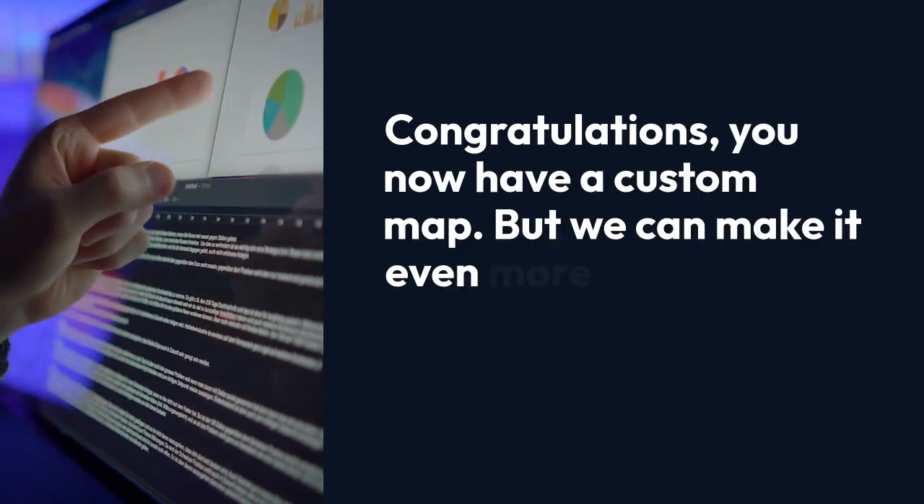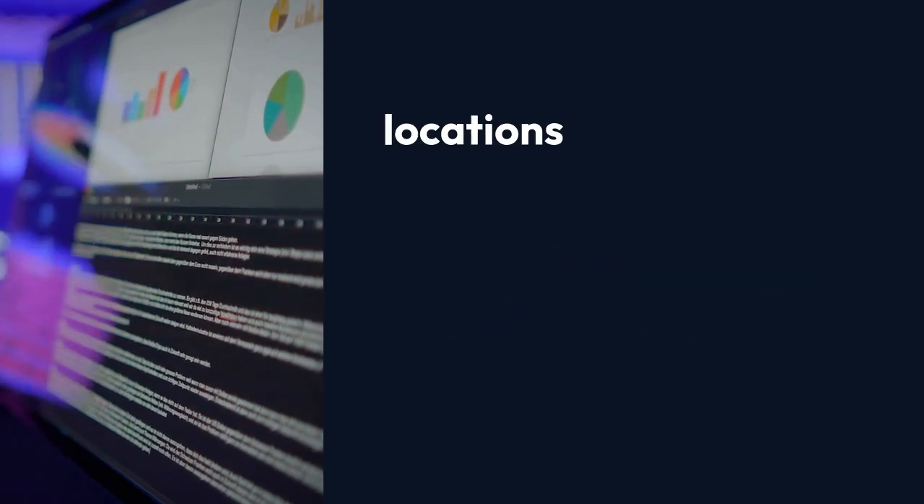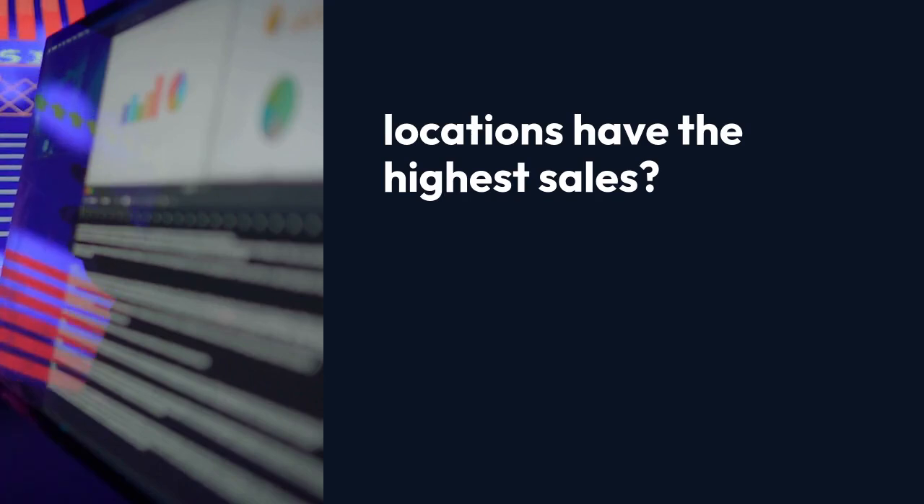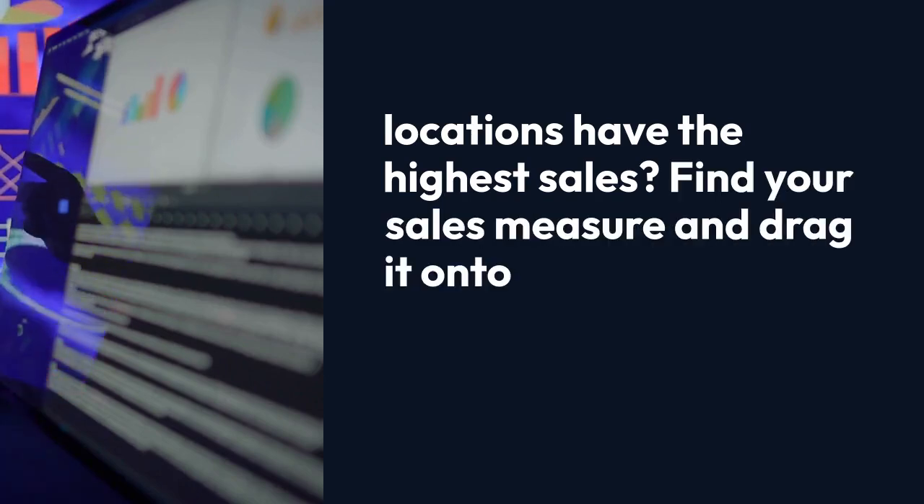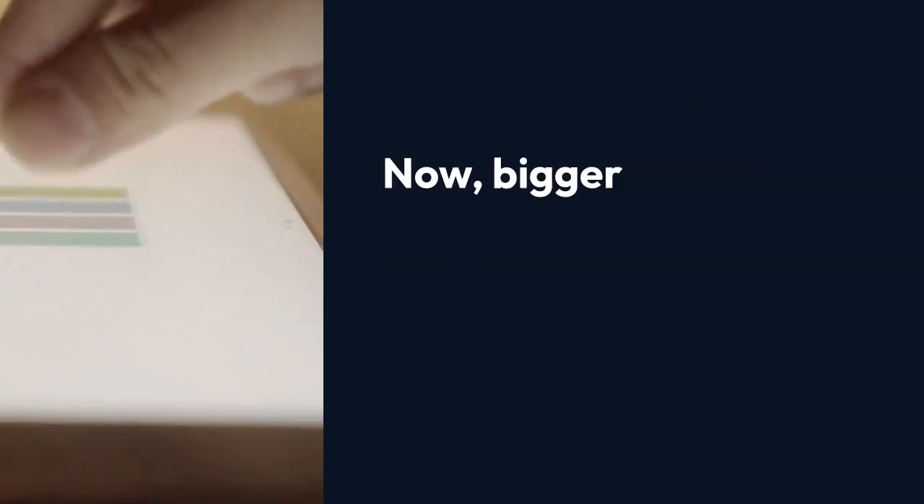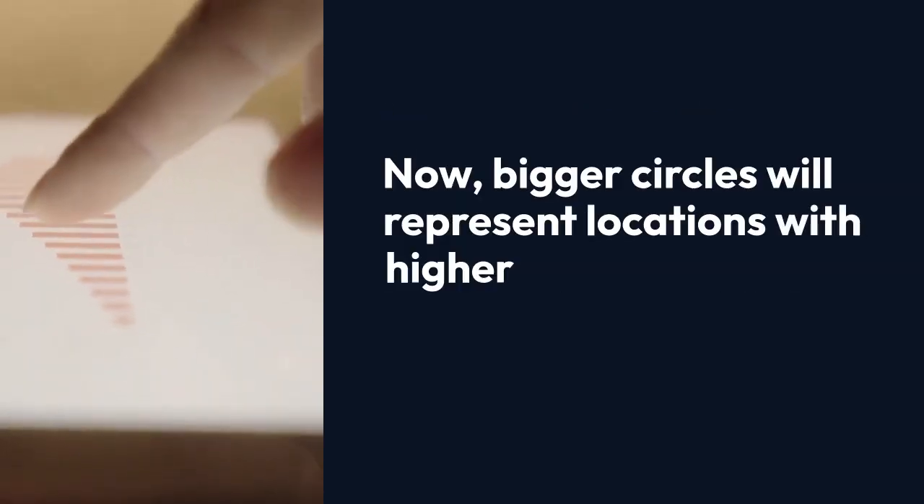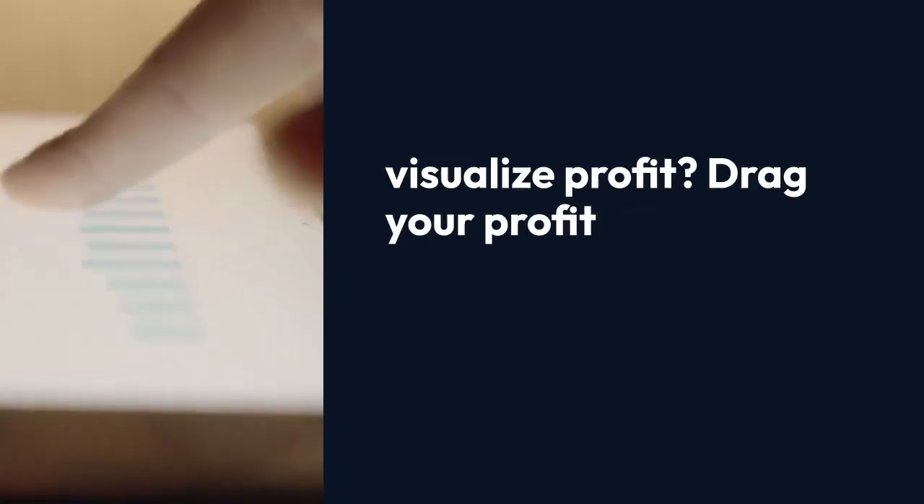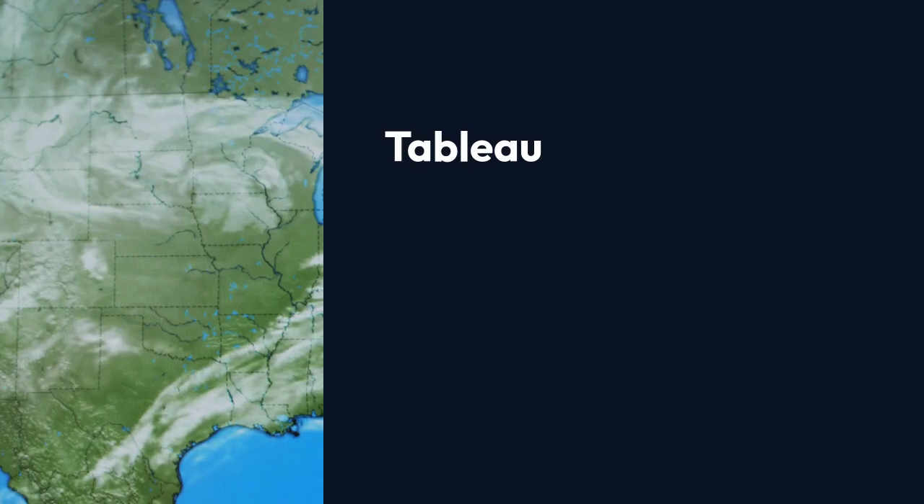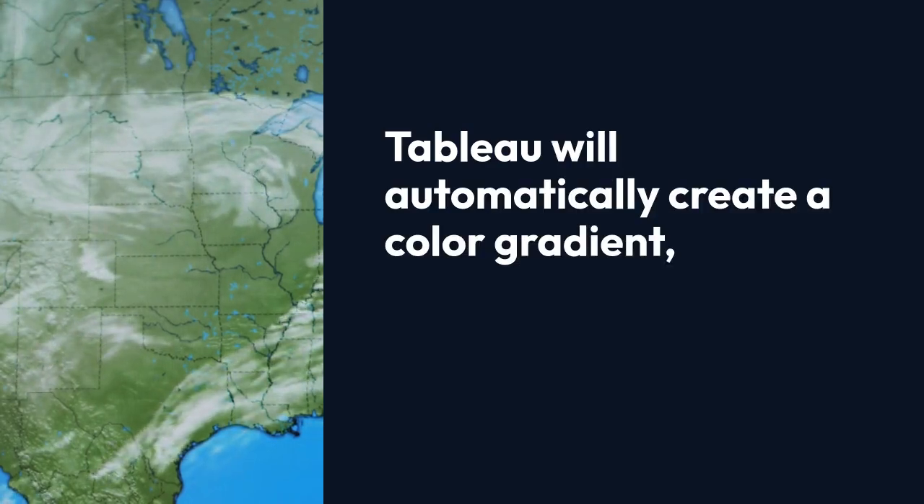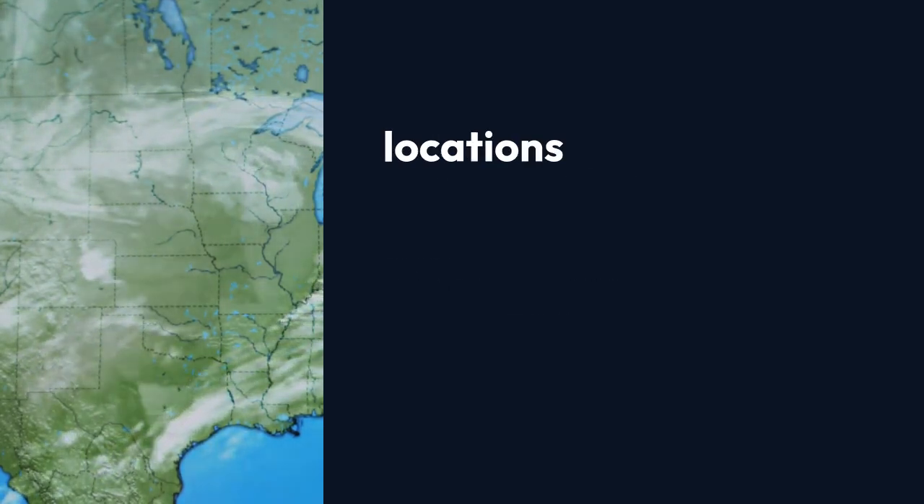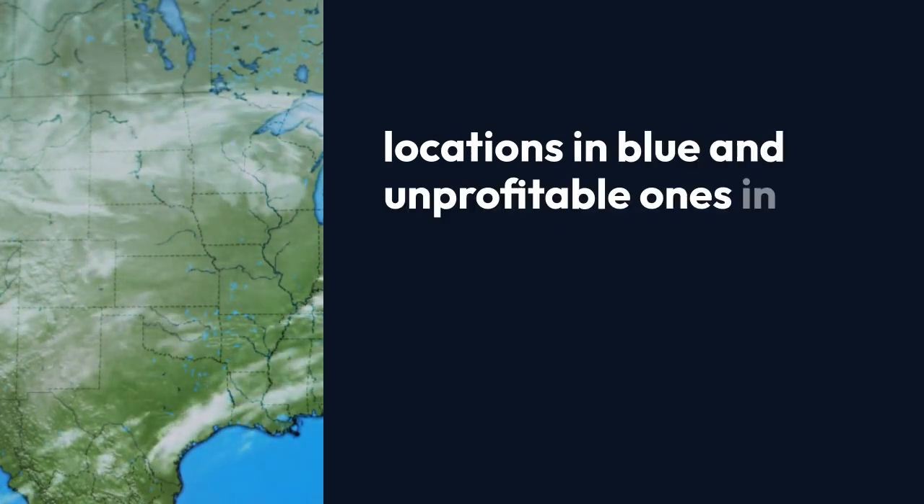But we can make it even more insightful. Want to see which locations have the highest sales? Find your sales measure and drag it onto the size mark. Now, bigger circles will represent locations with higher sales. Want to visualize profit? Drag your profit measure onto the color mark. Tableau will automatically create a color gradient, perhaps showing profitable locations in blue and unprofitable ones in orange.